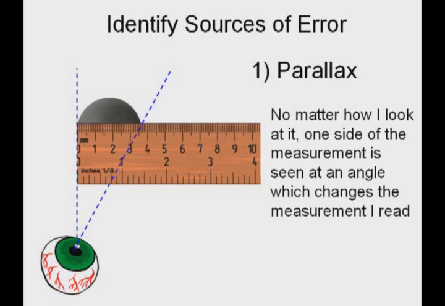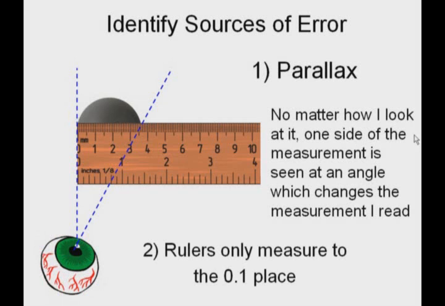First one that we talked about at the beginning of the year is called parallax problem. No matter how I look at the measurement, one of the 2 sides of the ball, if I'm looking straight on here, this side I'm not looking straight on and I have some parallax there. The second source of error is that rulers can only measure to the tenths place. So I'm not going to have a measurement that has the hundredths or the thousandths place on it. I'm not going to get 5 significant digits out of this. I'm limited to 1 decimal place for my significant figures. These are limitations that you can't help because we're using a ruler to do the measurements.